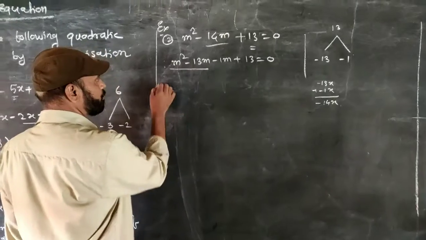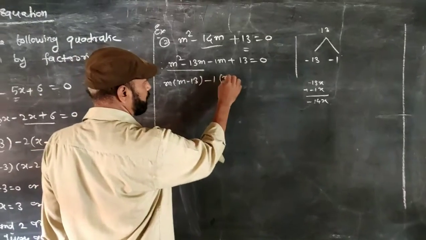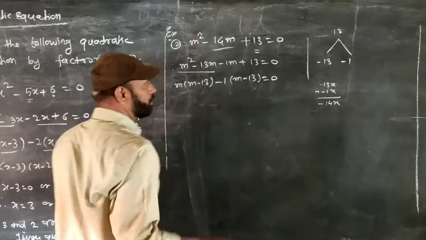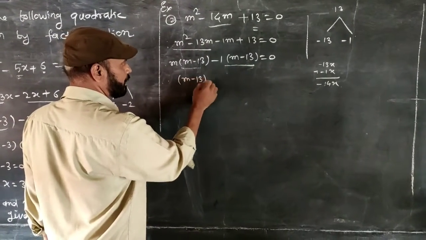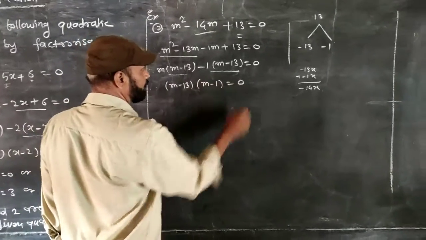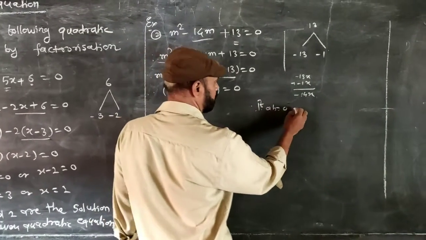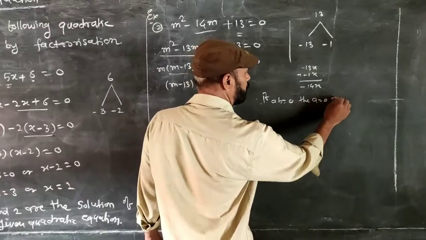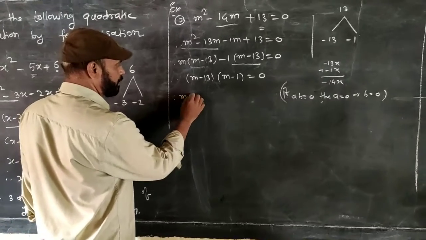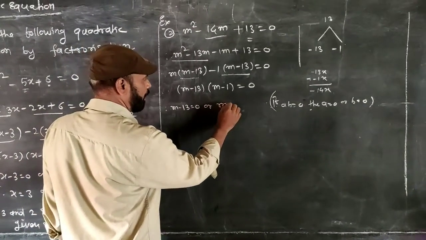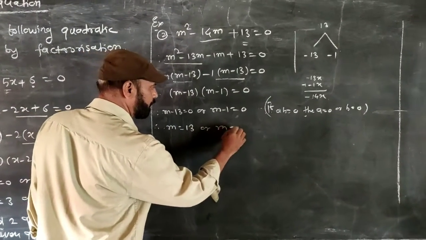Again taking common m from the first two terms, we get m minus 13 in the first bracket, and taking minus 1 common, m minus 13. So again taking the common bracket m minus 13, in the second bracket m minus 1 is equal to 0. Here we apply the rule: if ab is equal to 0, then a is equal to 0 or b is equal to 0. This is our rule. So using it, m minus 13 is equal to 0 or m minus 1 is equal to 0. Therefore m is equal to 13 or m is equal to 1.